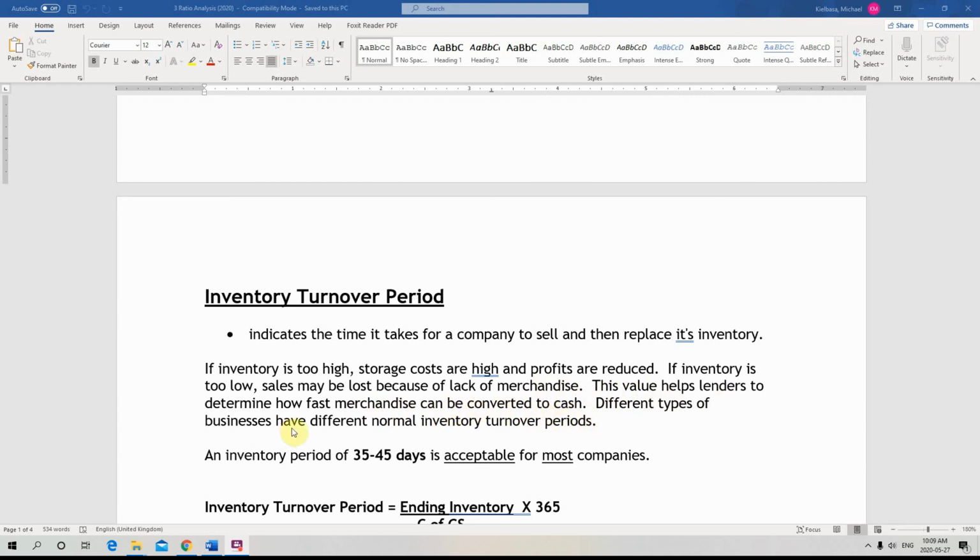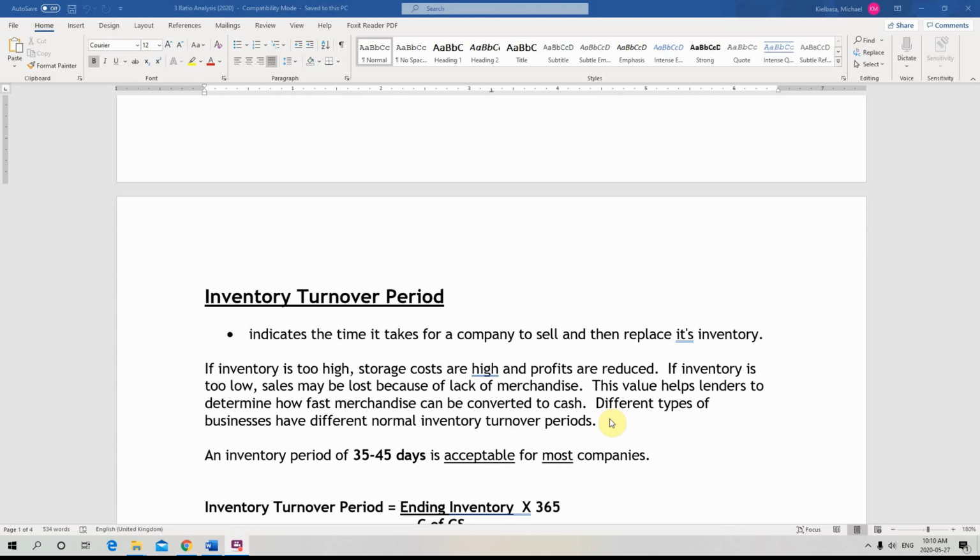Now, different types of businesses have different normal inventory turnover periods. So, for goods that are perishable, like fruits and vegetables, you want a very short inventory turnover period. It's not going to stay on the shelves very long, right? And not go bad. But if we're talking something like an expensive painting or an expensive automobile, those normally have a much longer inventory turnover period. It's not like a Ferrari dealership sells a Ferrari every day, right? So it might sell a Ferrari every 14 days, right?